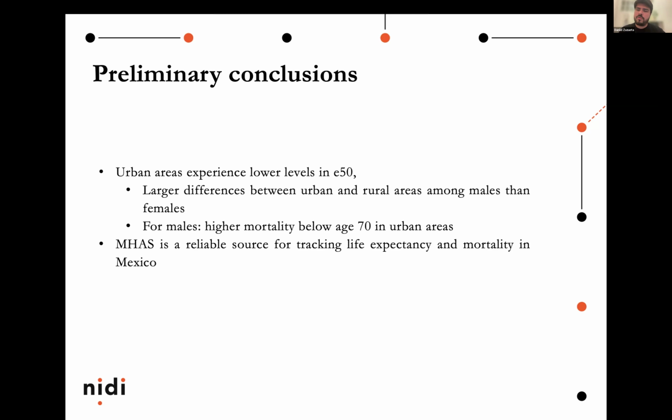Because in Mexico, if we want to look at the differences in mortality using administrative data, we have to use 2 different sources for the numerator and for the denominator. That can cause a little bit of bias, or not give us a very fine estimate, while with MHAS, everything is coming from the same source.